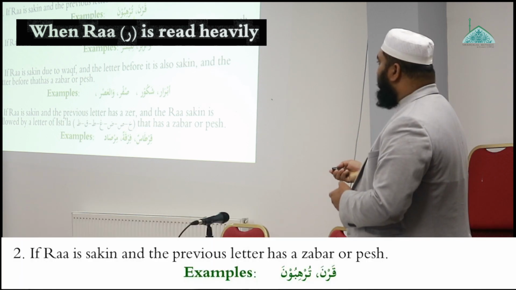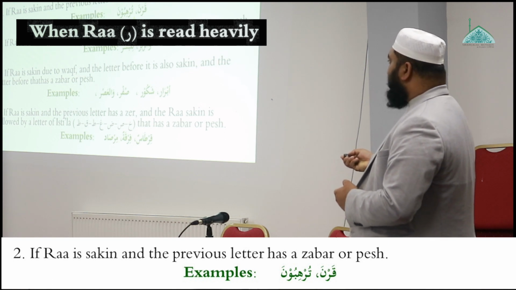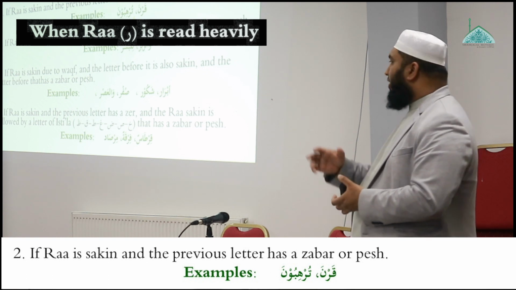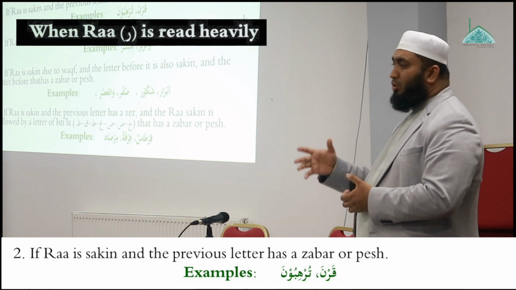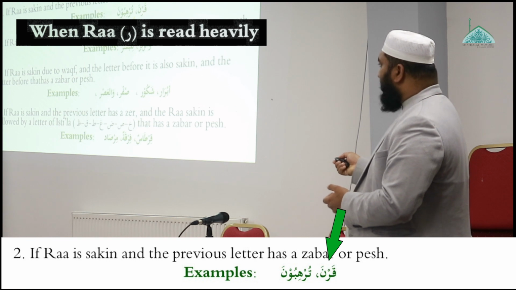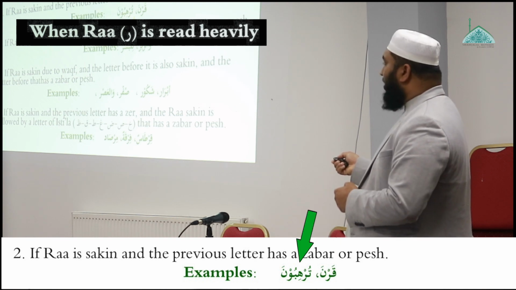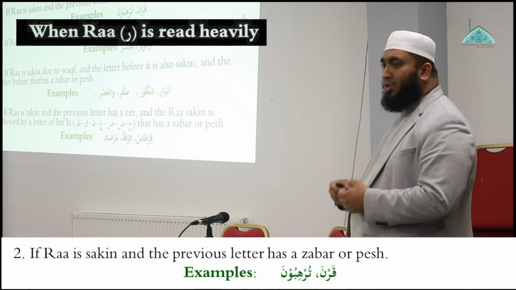Next one, number 2. If Ra is Sakin and the previous letter has a Zabar or Pesh, that will be poor. For example, Qarna: Ra is Sakin, and the letter before it has a Zabar. Turhibuna: Ra is Sakin, and the letter before it has a Pesh. So we need to make them heavy.